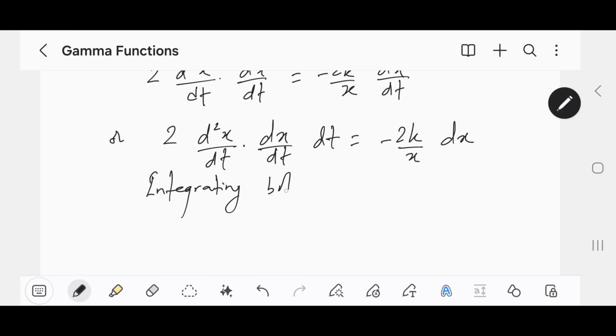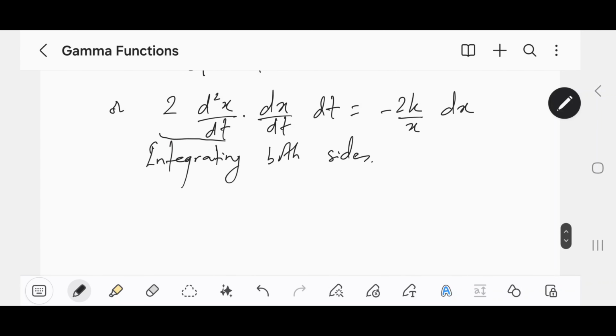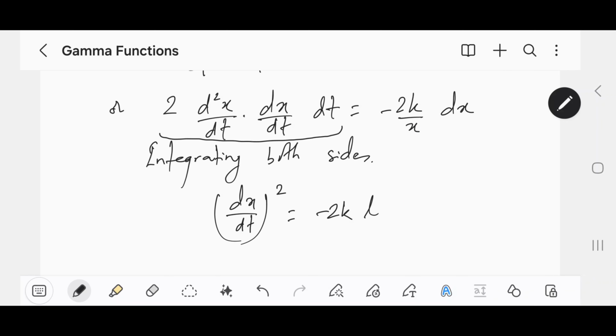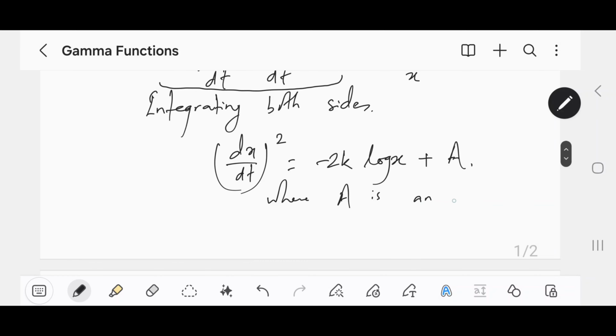Integrating both sides, so after integration this will be (dx by dt) square equals minus 2k, so just a constant, 1 by x dx integration will be log of x plus, let's say A, where A is an integration constant.